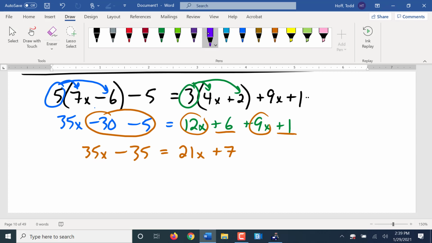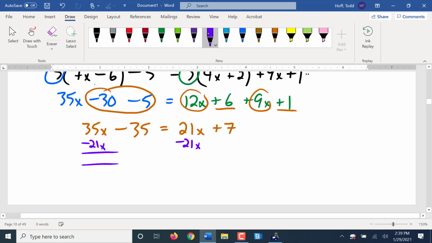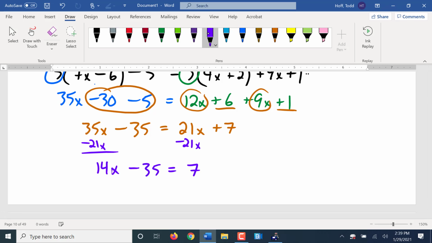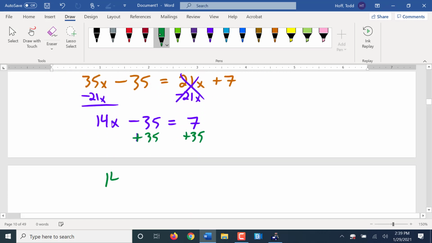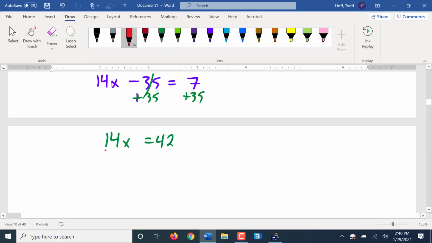It's time to get the variable to one side. So we'll subtract 21x, which gives us 14x. Perfect. On this side, the 21x is gone. So 14x minus 35 equals 7. Add 35. Good. So we have 14x equals 42. And then we divide by 14. Yes, x equals 3.